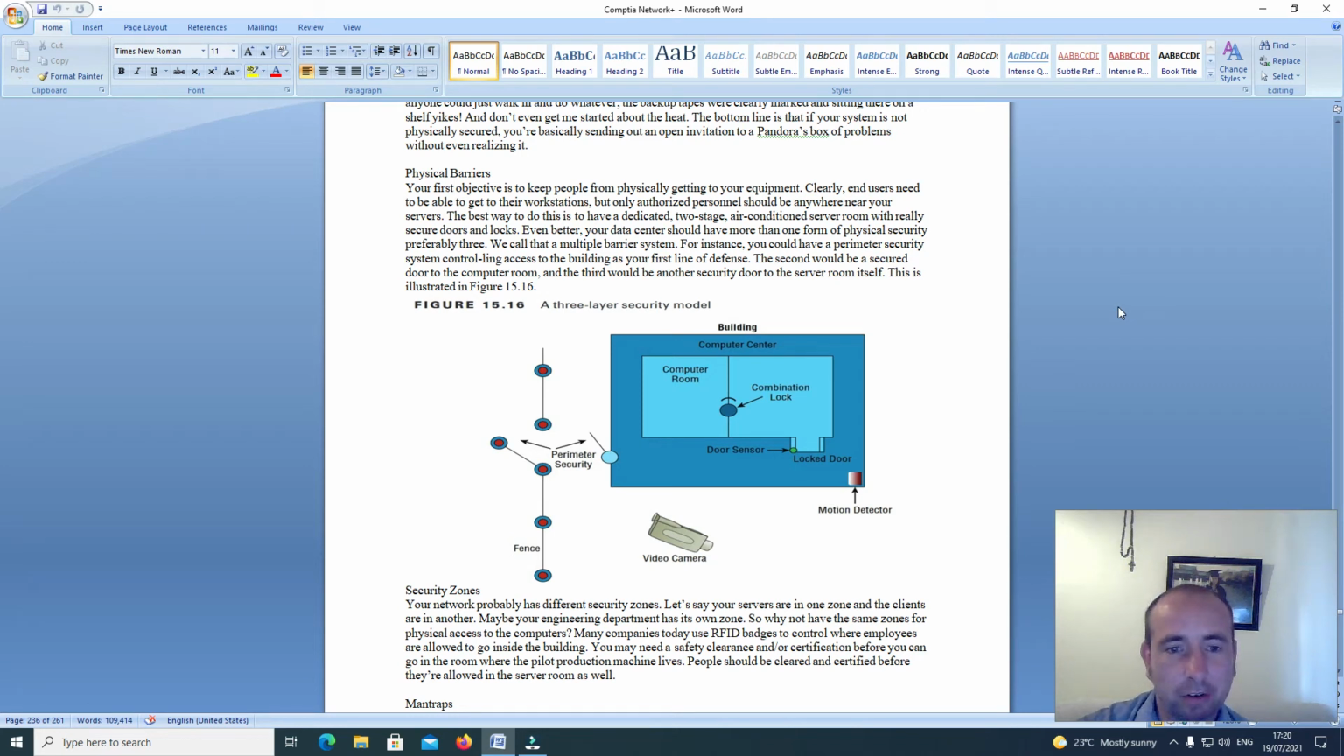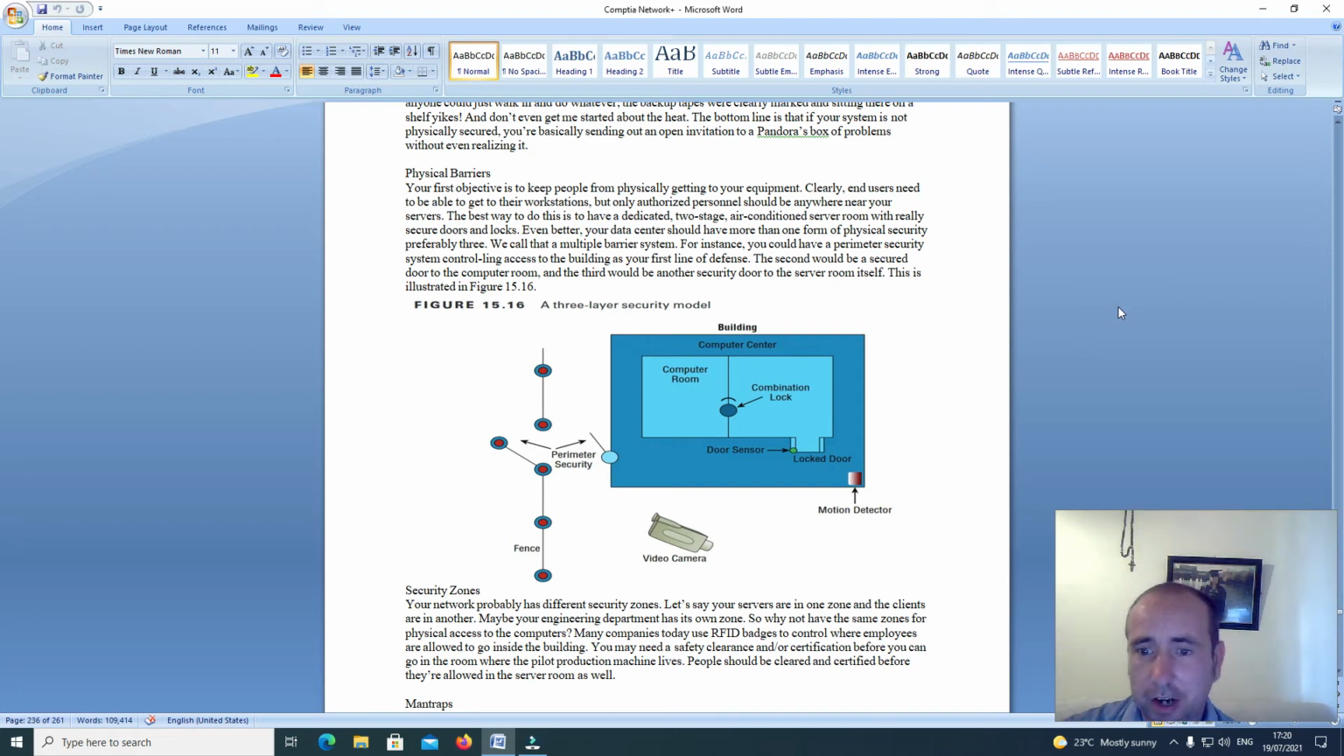Physical barriers. Your first objective is to keep people from physically getting to your equipment. Clearly, end users need to be able to get to their workstations, but only authorized personnel should be anywhere near your servers. The best way to do this is to have a dedicated 2-stage air-conditioned server room with really secure doors and locks. Even better, your data center should have more than one form of physical security, preferably 3. We call that a multiple barrier system.